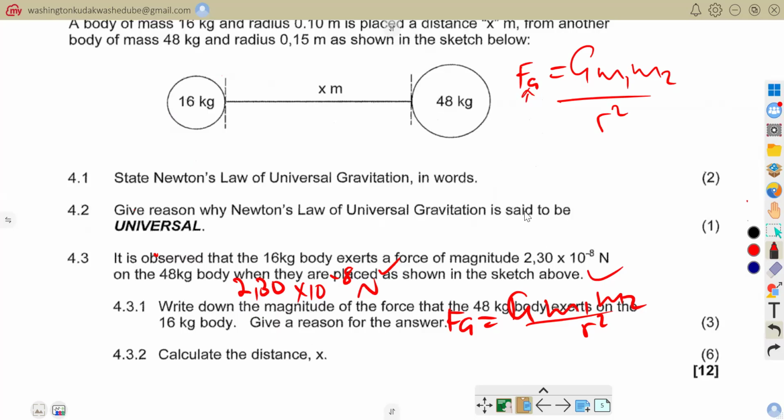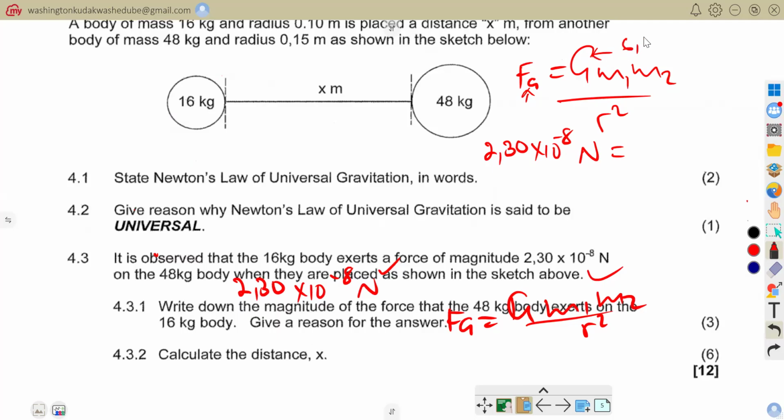Now we have been given that to be 2.30 times 10 to the power minus 8 newtons. That is the magnitude of that gravitational force. Now what we need to determine is G, the gravitational constant. We know that the gravitational constant that we use is 6.67 times 10 to the power negative 11. This will always be given in your data sheet.